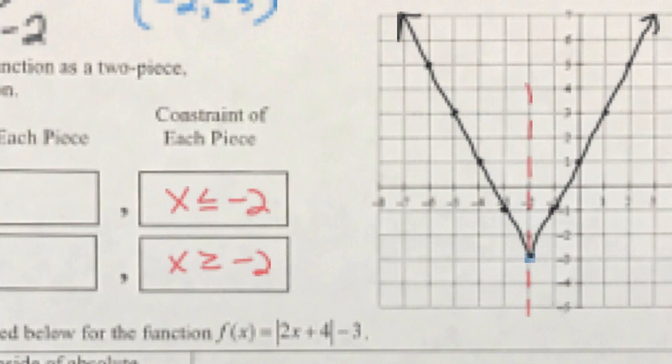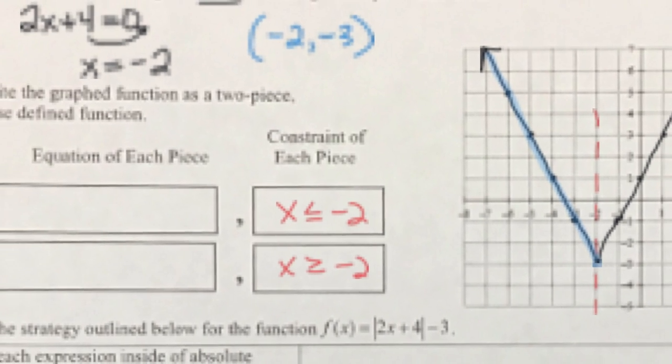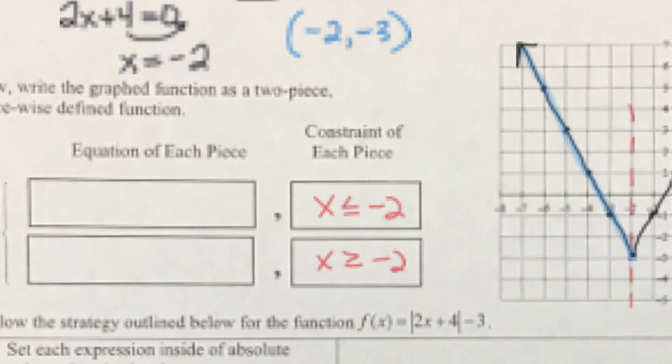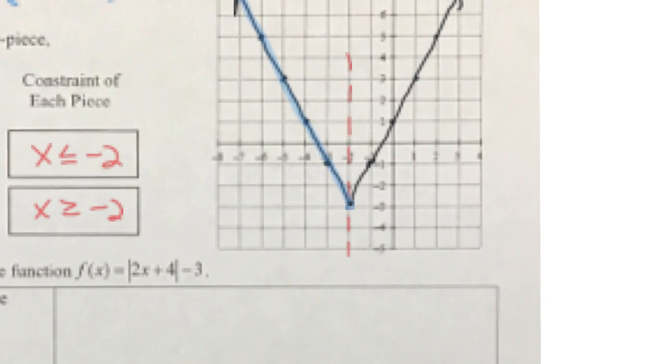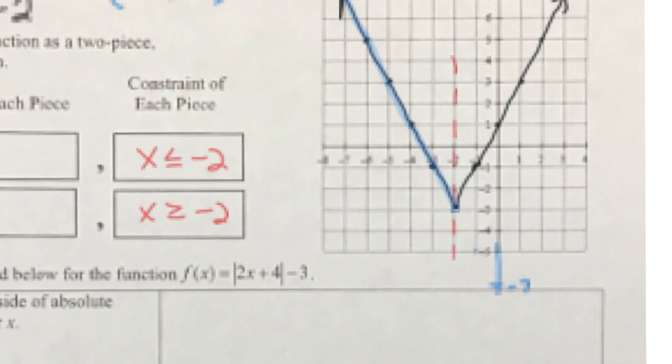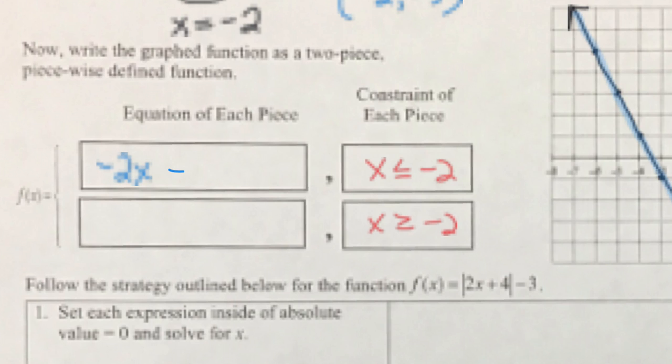So now let's write the equation of our line. The left side here has a negative 2 slope. It's down 2 and right 1. So we write that as negative 2x. And then if we were to continue, using our slope, we would see that it would cross your y-axis at negative 7. So our left equation would be negative 2x minus 7.